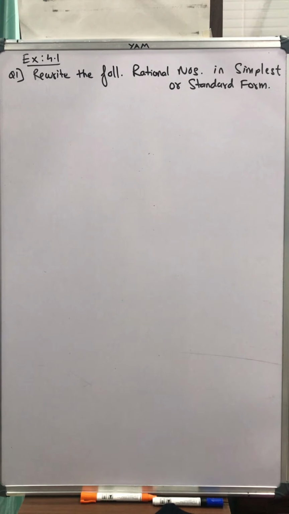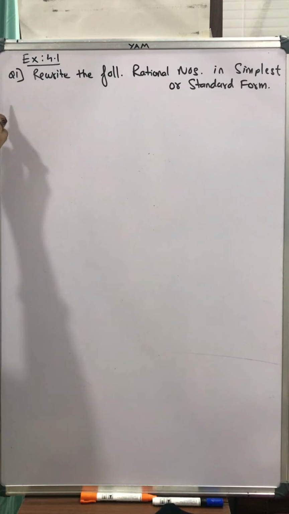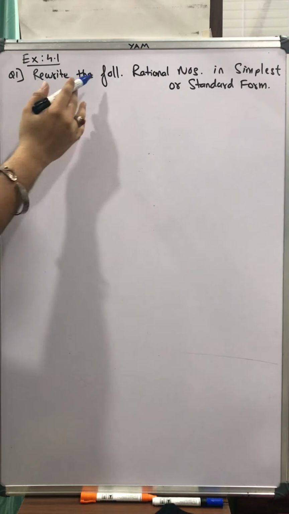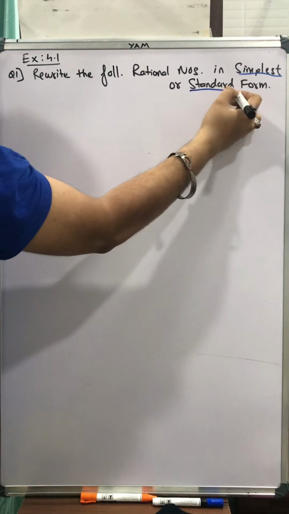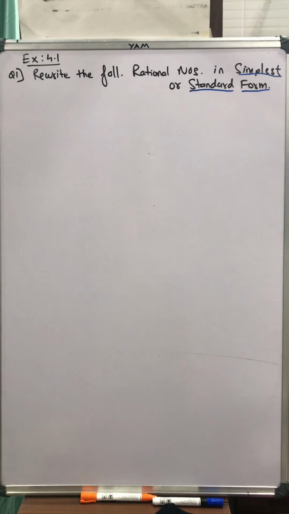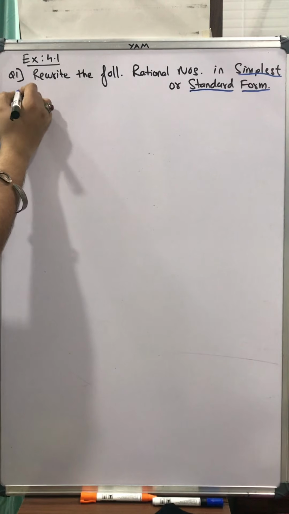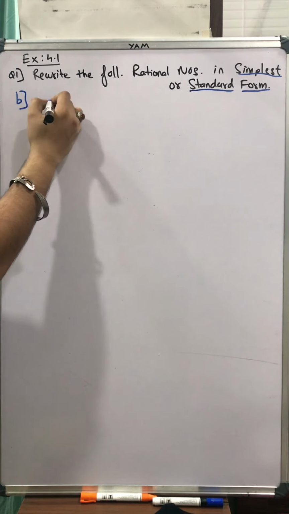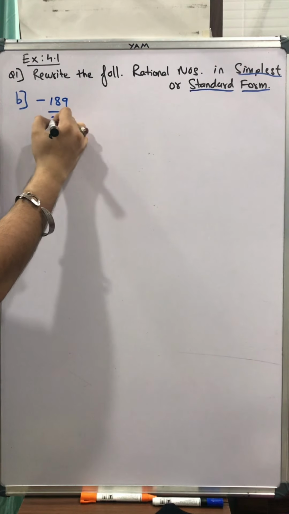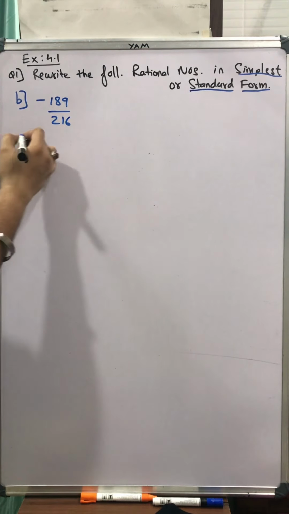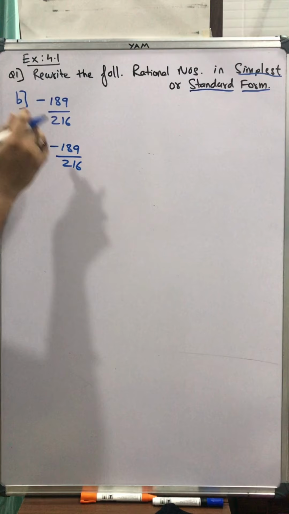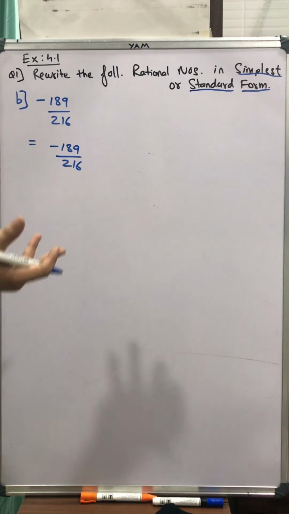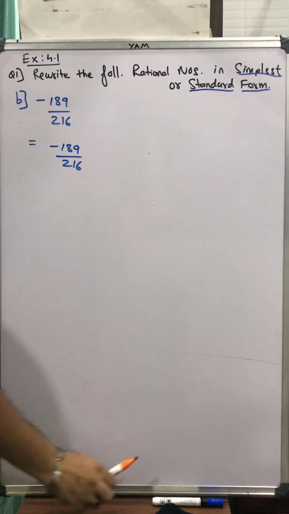So starting with the first exercise of this chapter, rational numbers, exercise 4.1, question number 1, the heading is: rewrite the following rational numbers in simplest or standard form. In question number 1, I'll start with sub-question B. The question is -189 upon 216. We just have to write it in the simplest form or the standard form. In other words, I just have to reduce it.